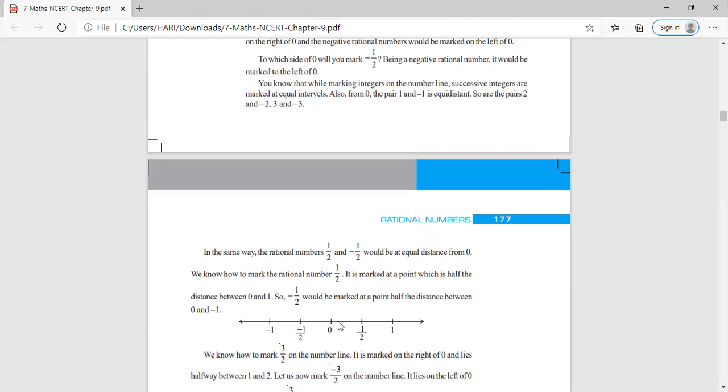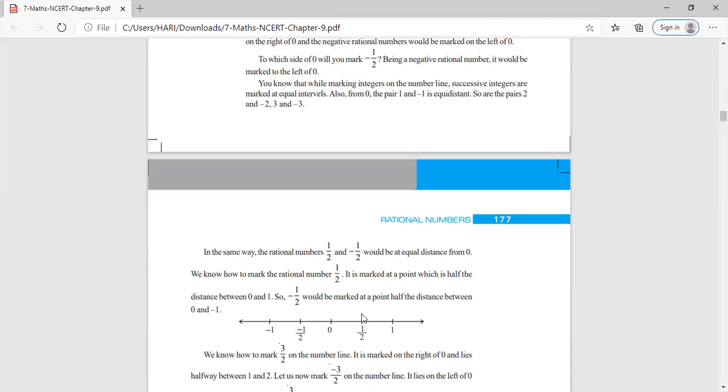So the first point is to mark the points at equal distances. Second thing, positive numbers will be represented on the right side of 0. So here 1 upon 2 we have to represent on the right side of 0. Now 1 upon 2 is a proper fraction. What's a proper fraction? A fraction in which the numerator is smaller than the denominator is called a proper fraction. The value of a proper fraction is less than 1. So 1 upon 2 is less than 1, which means it should be marked between 0 and 1.